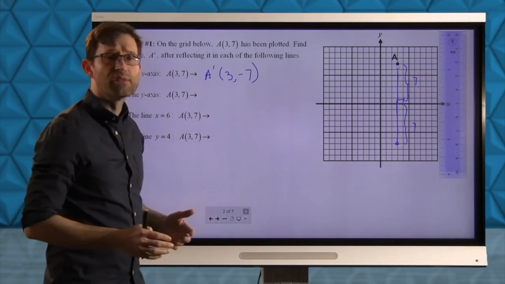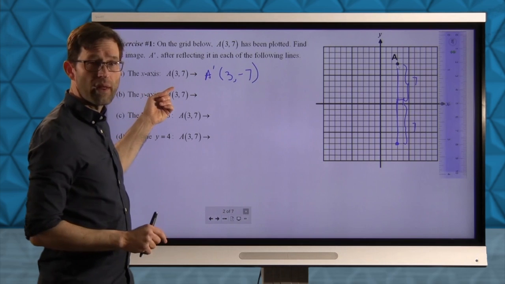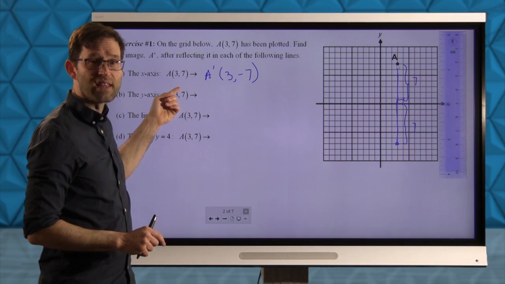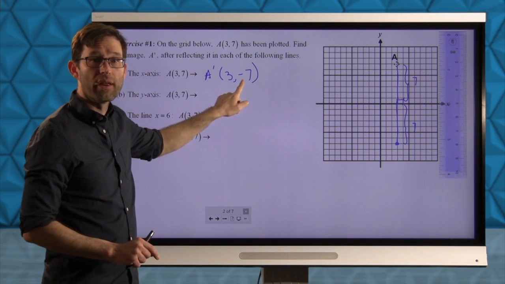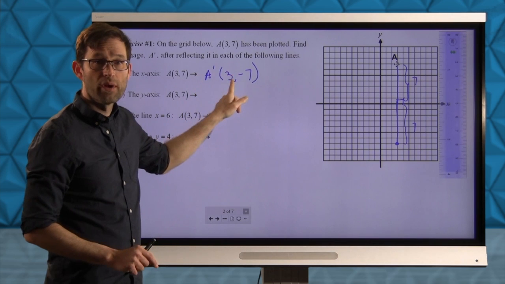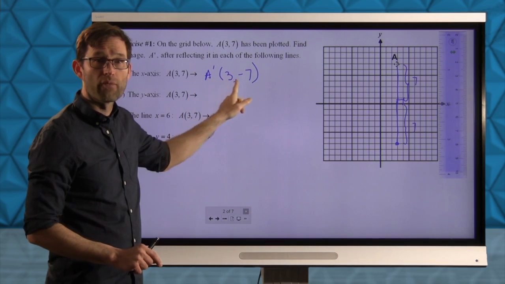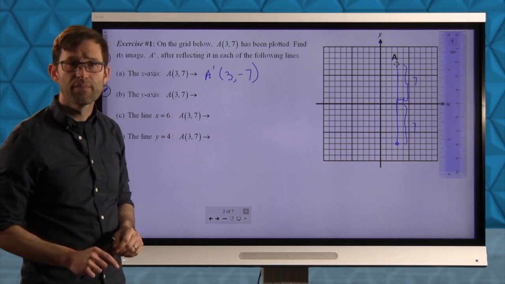One of the rules that's very easy to remember is that when you reflect a point like A across the x-axis, somewhat ironically, the y-coordinate gets negated, but the x-coordinate doesn't change at all. Look at that. The x-coordinate stayed at 3, but the y-coordinate went from 7 to -7. Again, that probably makes some sense.